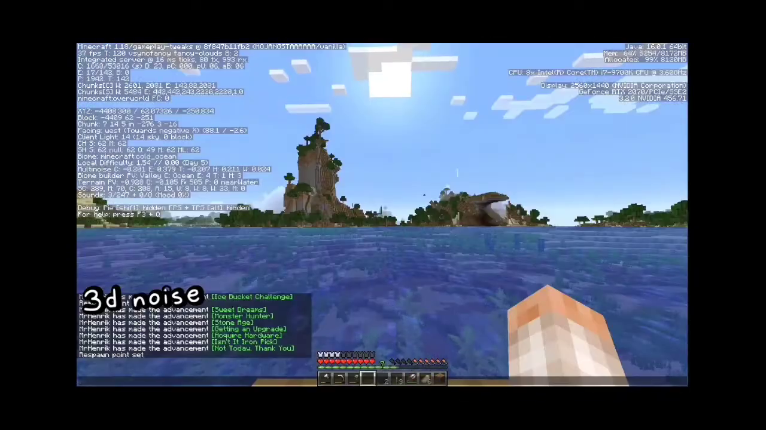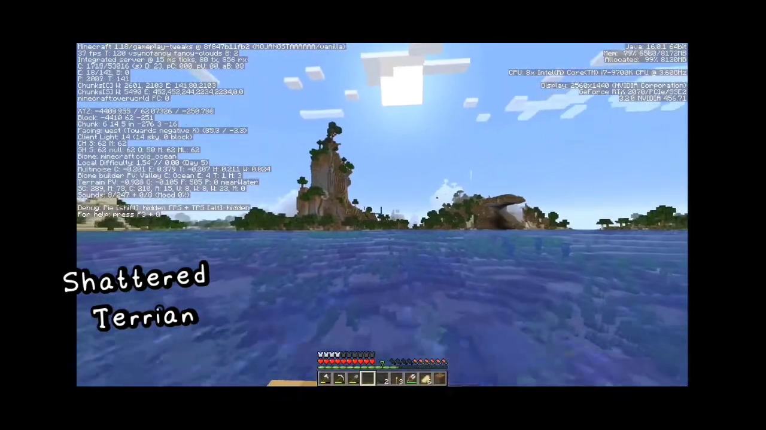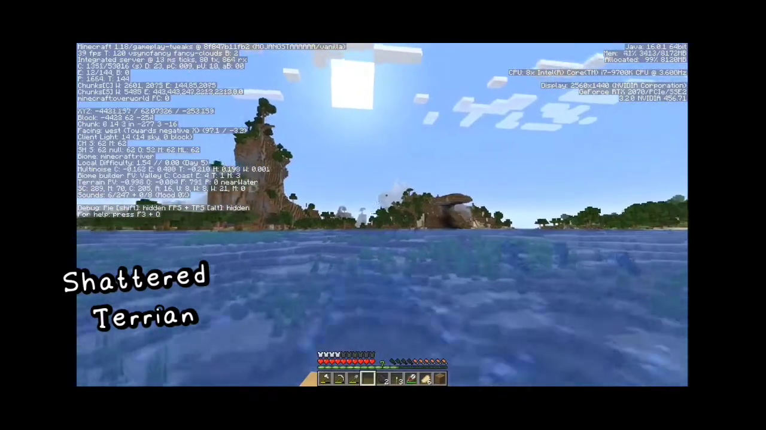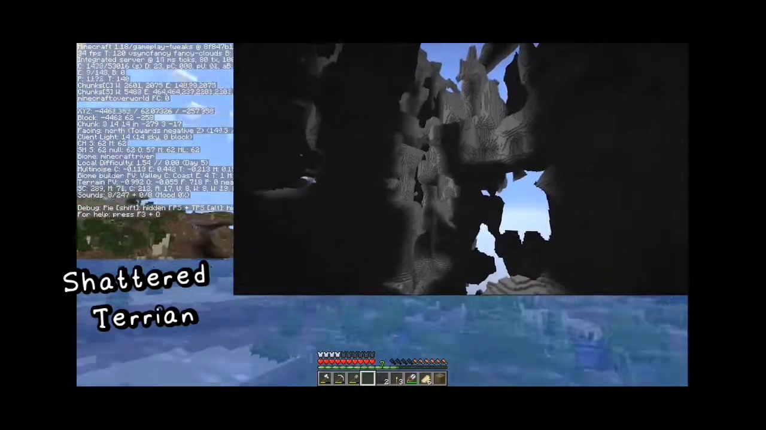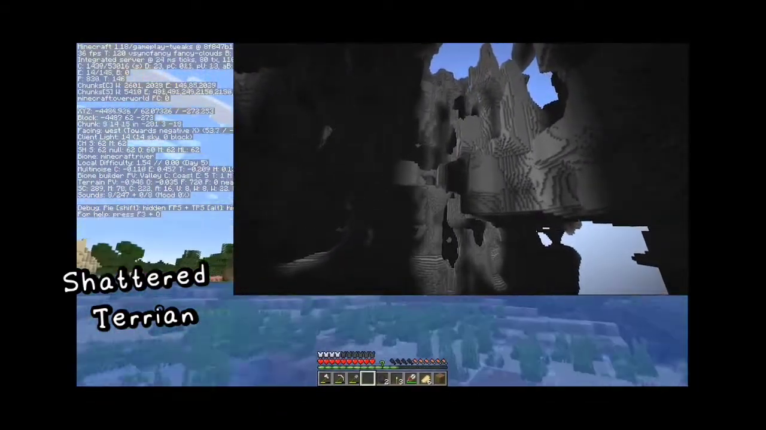F505. F stands for factor. It's a dumb name, but it's basically, when the world is created, it's all like that. There's no surface. It's just a crazy mess of stone and air all over the place. It's crazy. Imagine shattered terrain, but times 10.